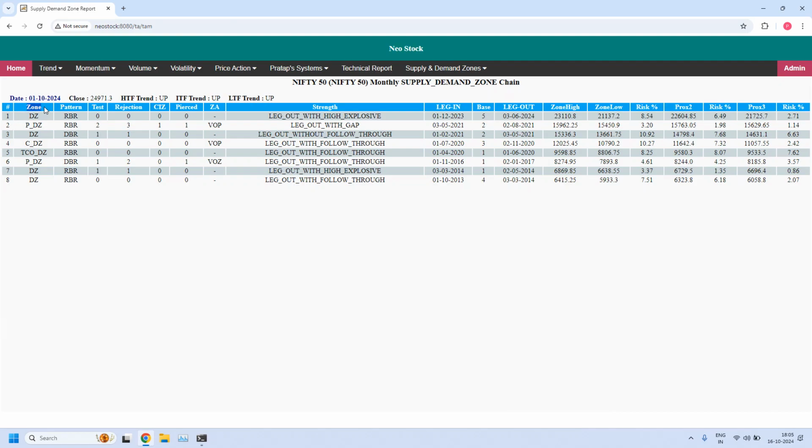Always look into the zone column to identify high liquidity zones, and look into the pierced column to check if any of the zones are pierced, and also look into the LT trend column for the trend of the current time frame you have selected. And the remaining columns you can understand. Apply these rules for the rest of the reports in NIFTY and BANKNIFTY supply demand zone chain. And also you need to pause the video because I am giving you only a few seconds for each of these reports.